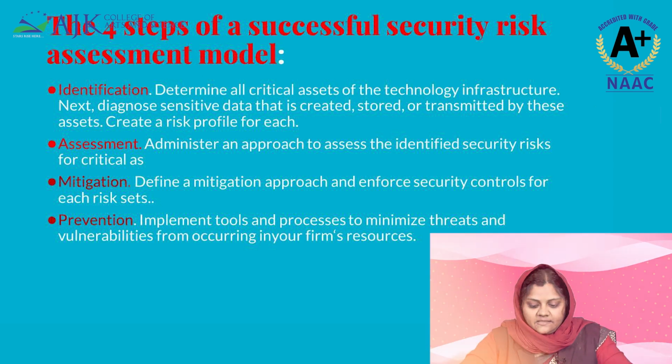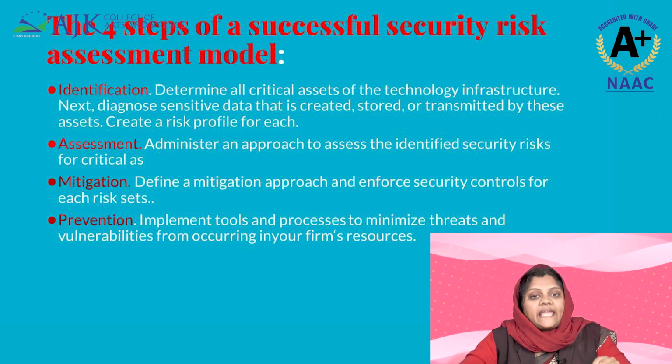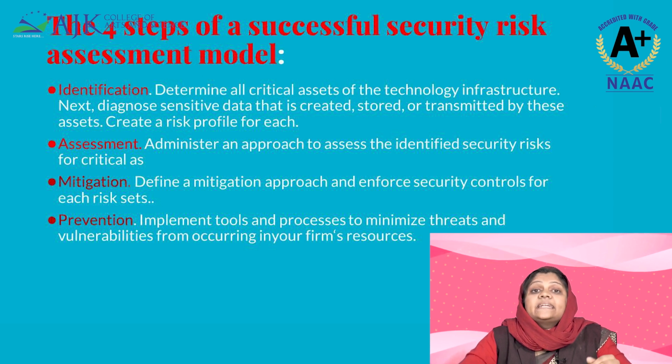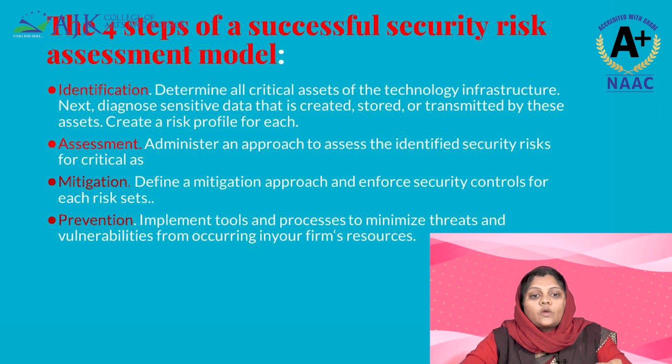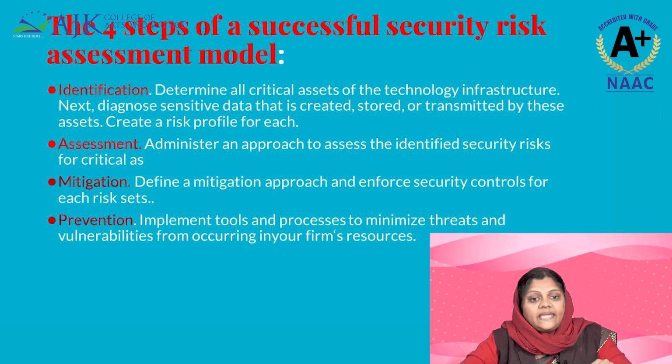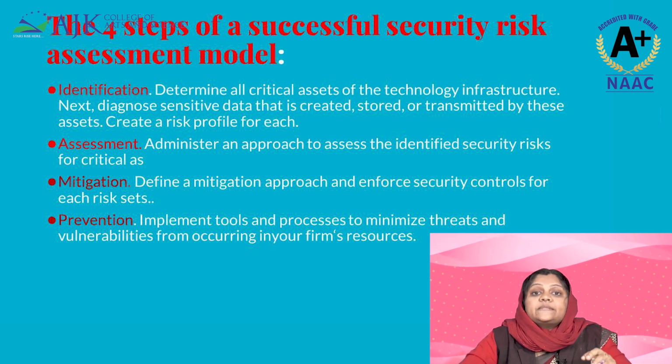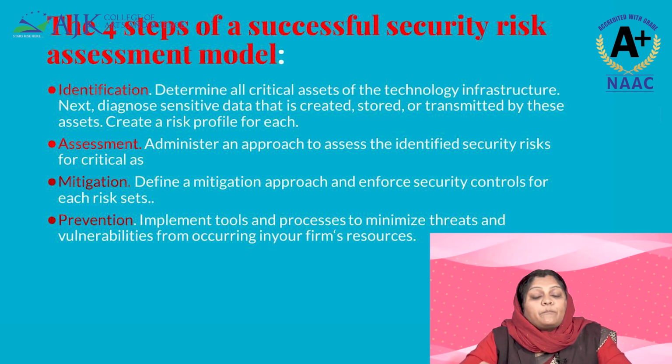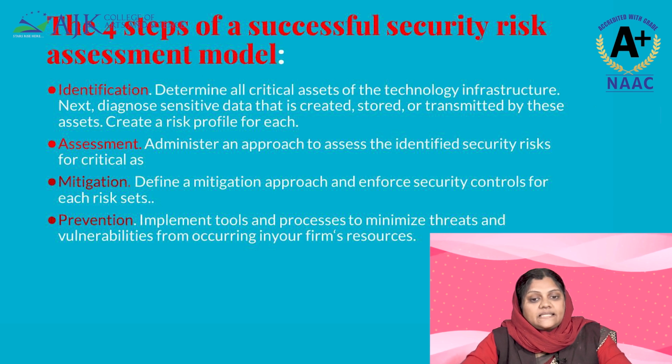First one is identification. Determine all critical sections of the technology infrastructure. Next, diagnose sensitive data that is created, stored or transmitted by these assets. Create a risk profile for every one. Second one is assessment. Administrators decide on an approach to assess the identified security risks as critical. Third one is mitigation. Mitigation defines an approach and enforces security controls for each risk. The last one is prevention. Implement tools and processes to minimize threats and vulnerabilities from occurring in your firm's resources.